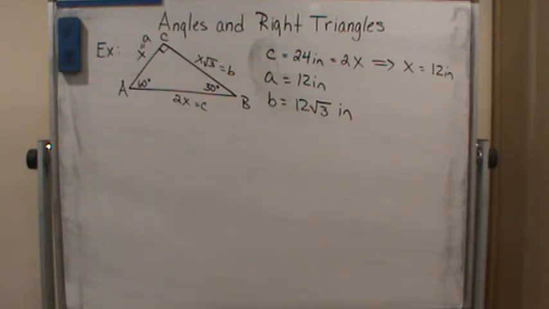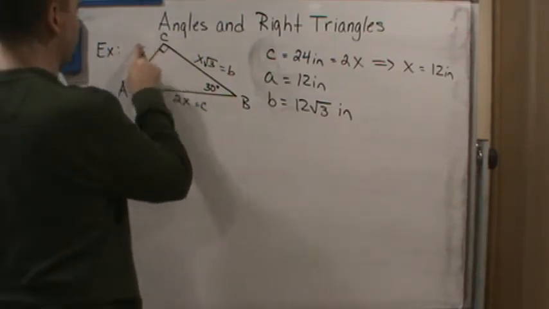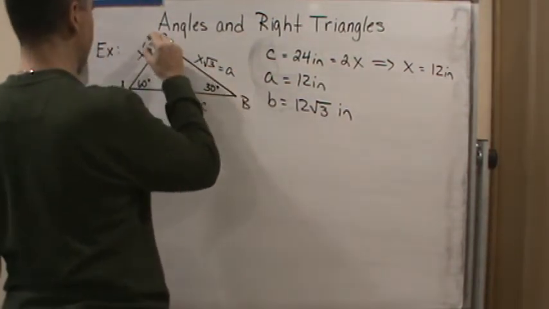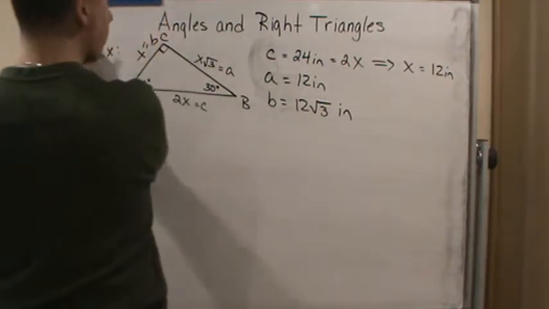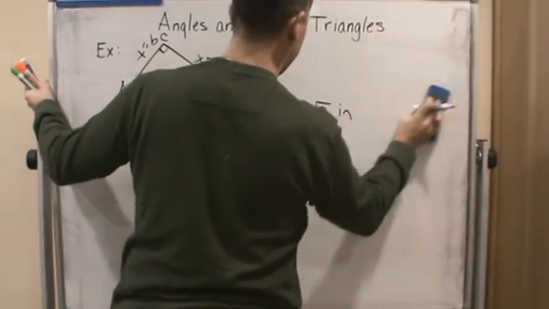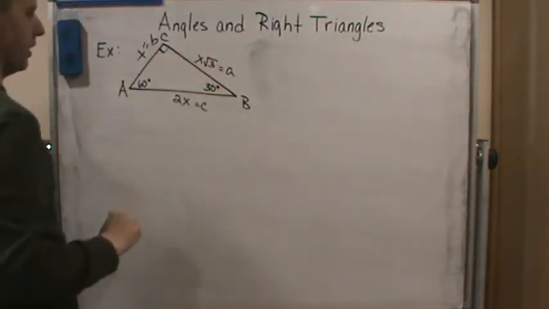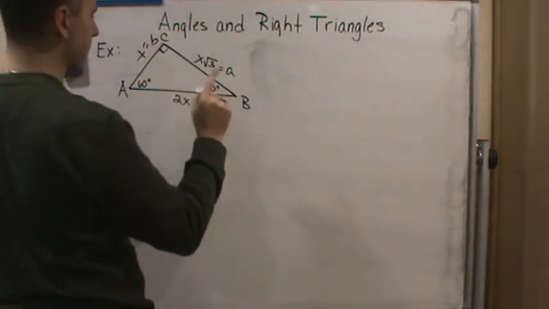Hold on a second, let me see here. Oh, I messed up. Oops, I got these mixed up. This is supposed to be A, this is supposed to be B. Sorry about that. I got excited when I went to put these back, and I put them backwards. So this should be A. So let's go back to the other one.